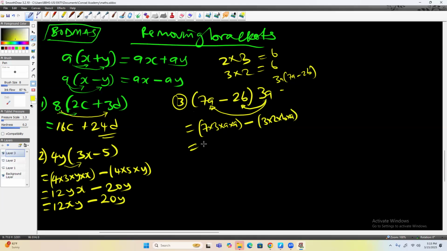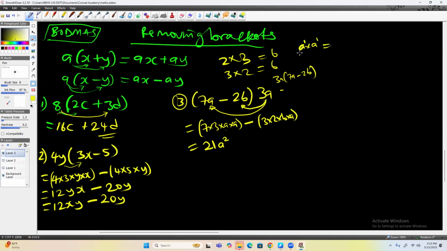7 times 3 is 21. A times A. 8 times 8 is 64. A times A, letter A times letter A, is A square. So in indices, that is what they call A power 1.